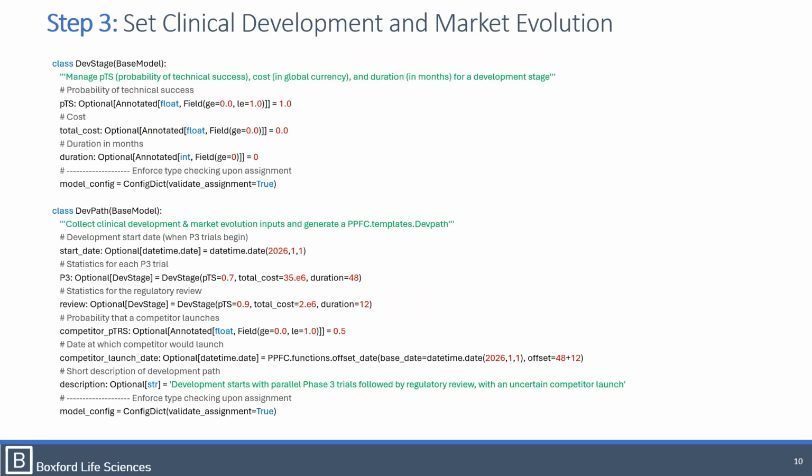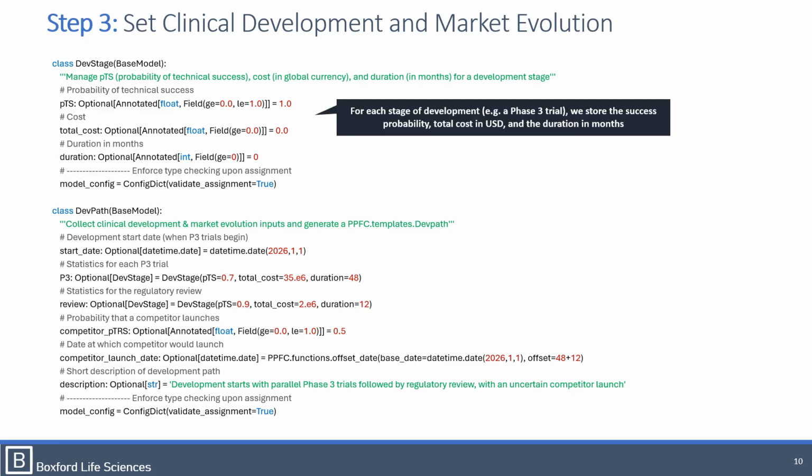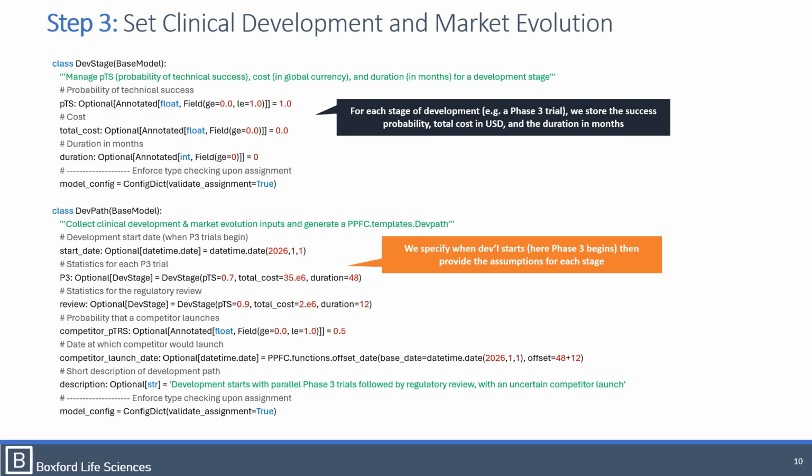We next have the development path assumptions. And first, since we have repeated clinical trials and reviews, we have a dev stage that stores the 3 inputs we need for each one of those stages: probability of technical success, total cost, and the global currency of the model, in this case dollars, and the duration in months. Then in a dev path object, we define the start date of the development, in this case January 2026, and then give different instances of dev stage to describe the statistics of each phase 3 trial and of the regulatory review.